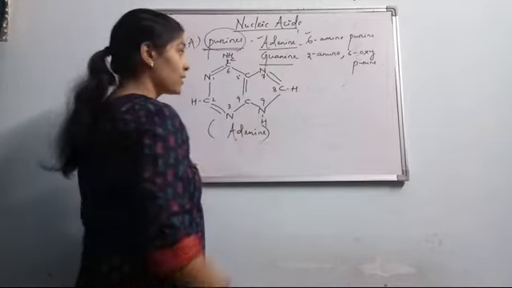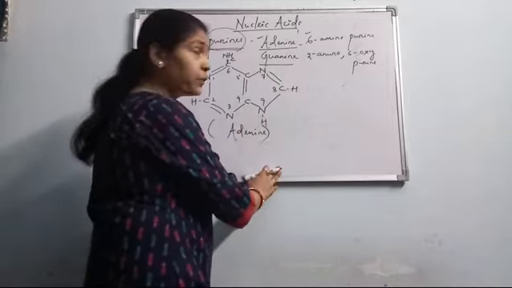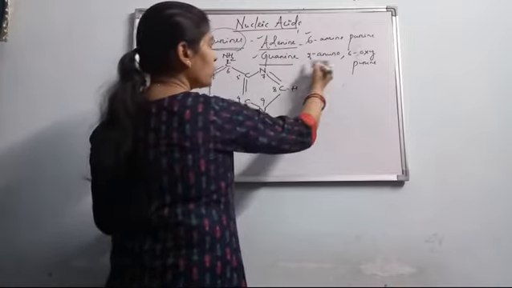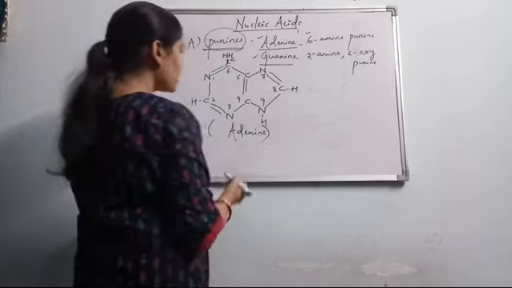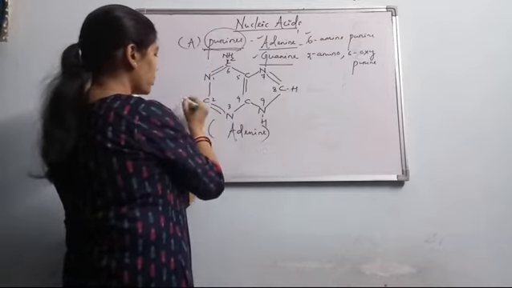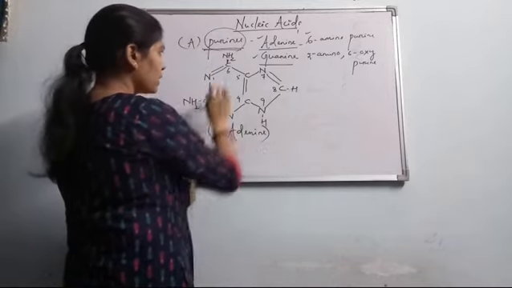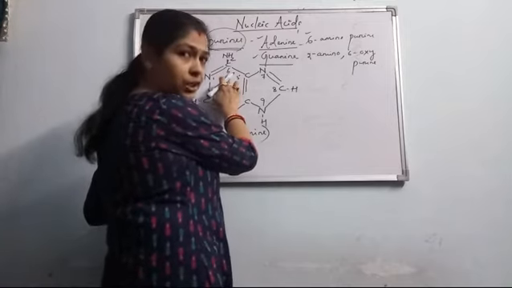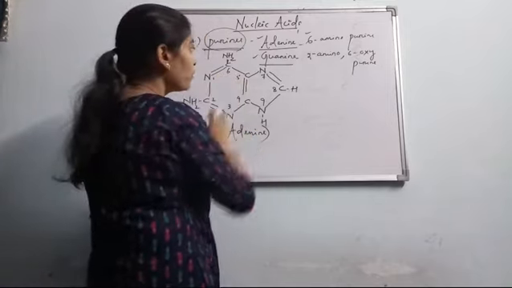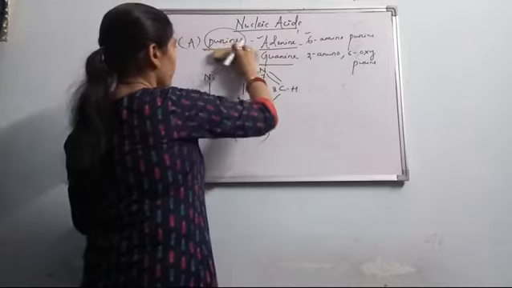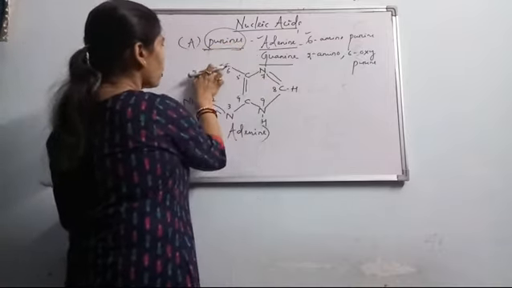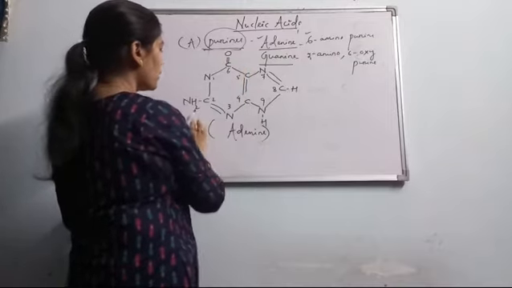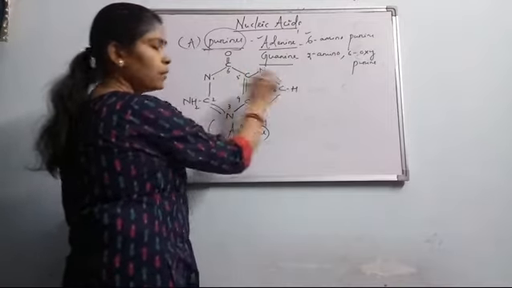Is it clear to all of you? Then see, in the second one, in guanine, what is there? 2-amino 6-oxy means in the 2nd position there will be NH2. And 6-oxy means we know oxygen is an electronegative atom and it forms a double bond with carbon always. So this double bond will be cancelled and there will be a double bond here. So it is 2-amino 6-oxy purine.